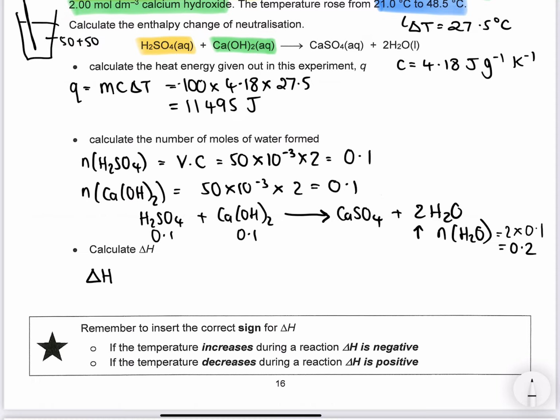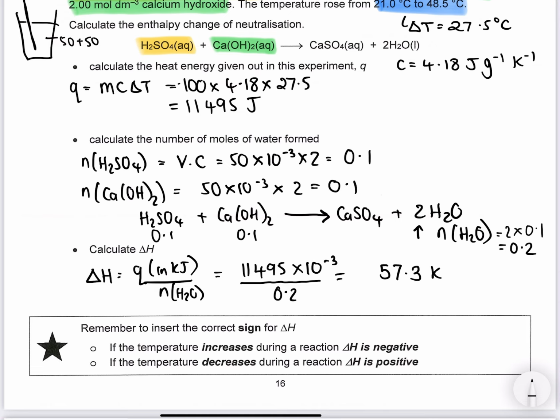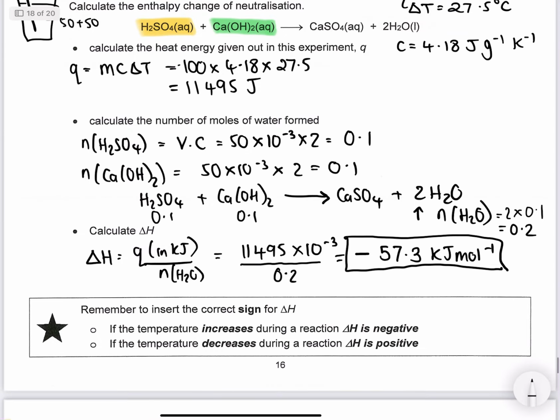So if I want to calculate delta H, remember I need Q in kilojoules over moles of water. So I'm going to take my 11,495 and convert it to kilojoules, and then divide by my moles of water, and I'm going to get the answer 57.3 kilojoules per mole of water. But the temperature rose, so I insert a minus sign to say that it was exothermic. And so my answer is minus 57.3.